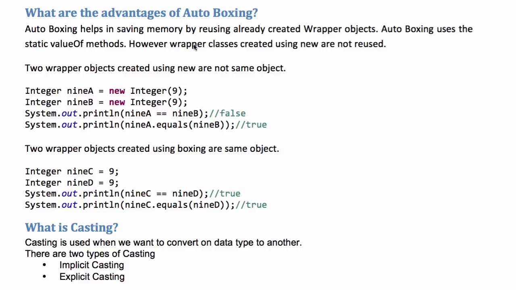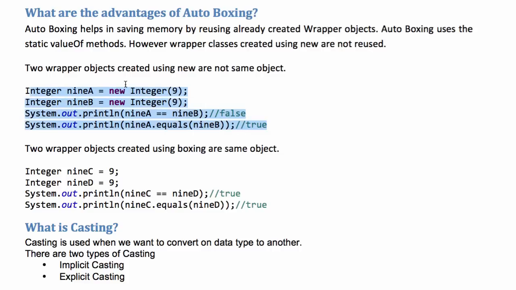The thing is, with autoboxing, we would use the valueOf method. So the static valueOf method would be used to create the object. So when I do Integer 9c = 9, what would happen is Integer 9c = Integer.valueOf(9). And as we discussed earlier, the valueOf method would look at the cache and see if there is a similar object. If the same object is present, then it would reuse the object instead of creating another object.